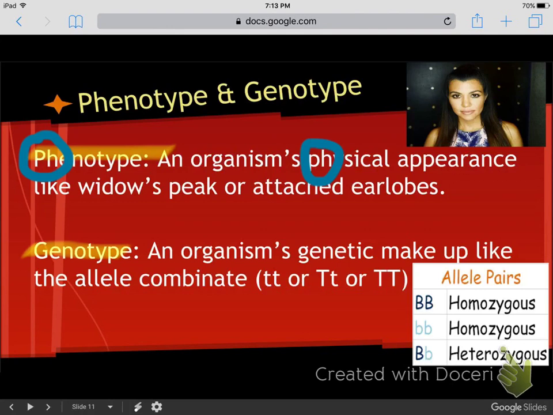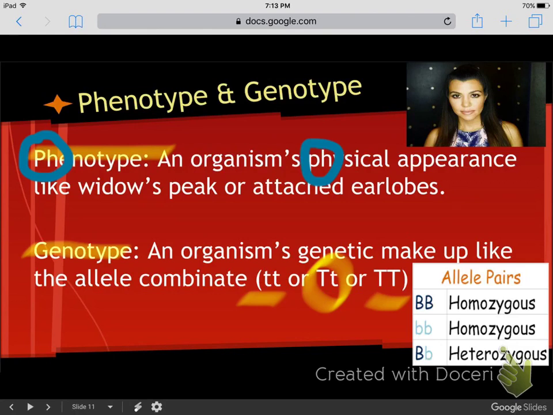So it's that 2 little letters, 2 uppercase letters, or 2 of the same. I'm messing all up. It can be 2 of the same letters, or it can be 2 different letters. Okay? So the genetic makeup is their allele combination, 2 little letters, or 2 uppercase letters, or a big and a little letter. That is an organism's genotype, their genetic makeup.